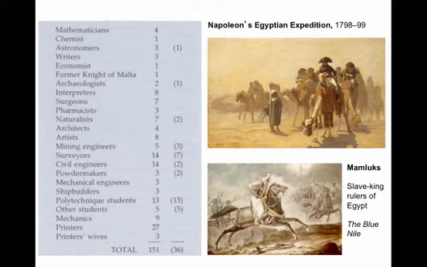So he gets an expedition together. And here's a list of who he took. Mathematicians, chemists, astronomers, writers, economists, on and on. And so this is one of the great gatherings of intellect. And these people, like the mathematicians, later became the most famous mathematicians of their time.